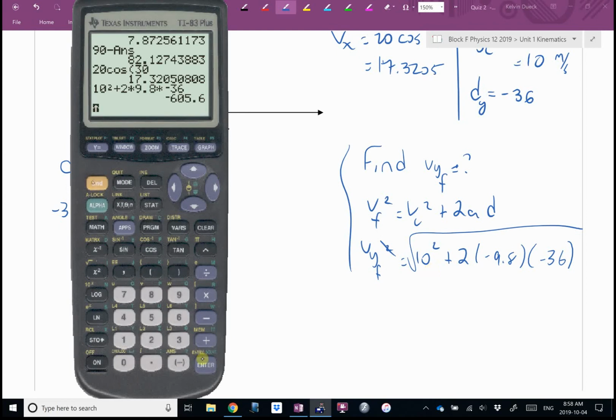Oh, I forgot the negative, Mr. Dueck. That was silly of me. Square root. Why can't that be Vy final? Why is it impossible for Vy final to be 28.3830? My calculator assumes I want the positive square root.